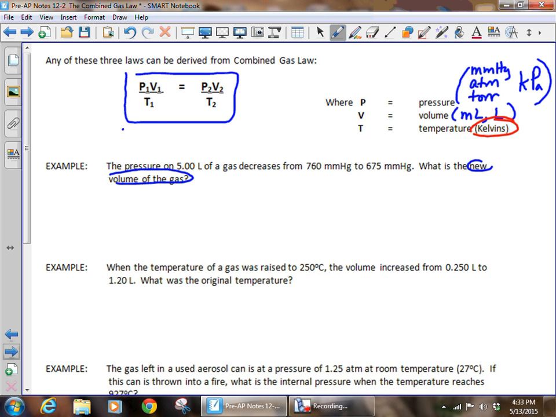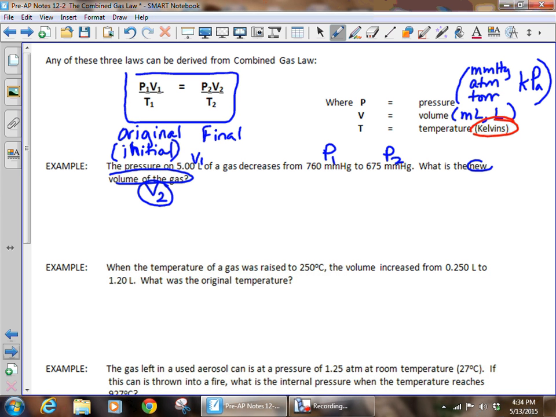Keeping in mind that the ones are the original or initial values. That N looked a little bit like an H. The original or initial values, and the 2's are the final values. Then if we want the new volume of the gas, we're looking for V2. So that's what we're looking for. The 5 liters then must be V1. Both 760 and 675 millimeters of mercury, those are pressure values, and it's going from 760 to 675, so there's our P1 and P2 values.